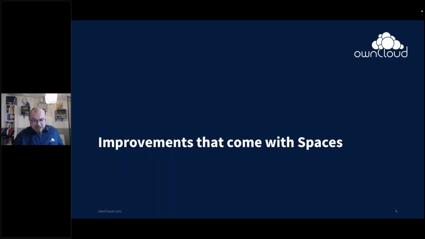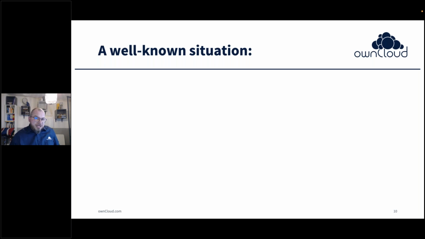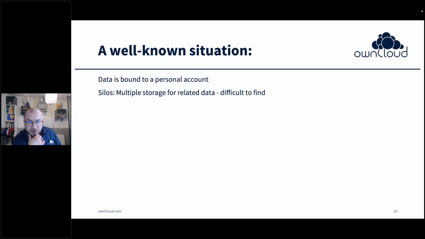Improvements that come with spaces. You all possibly know the situation. Data is bound to a personal account. We talked about that. Then you perhaps have silos, multiple storage for related data. And that always means it's difficult to find the right data because you have several places where you have to take a look.